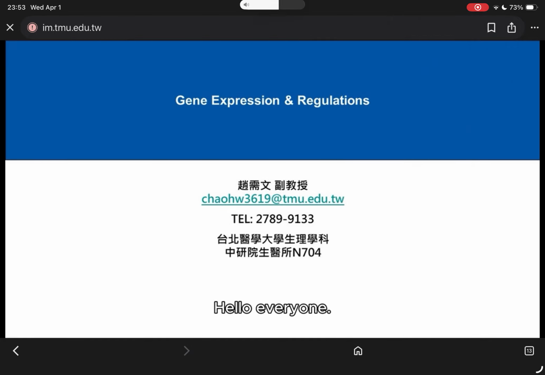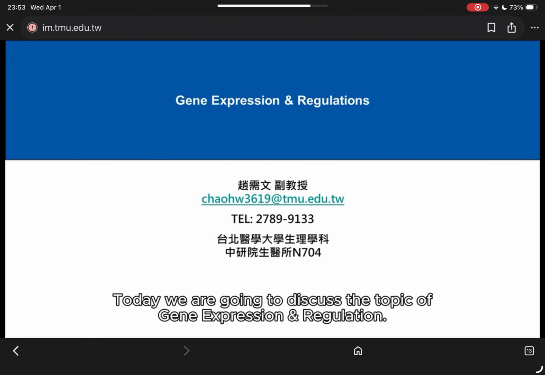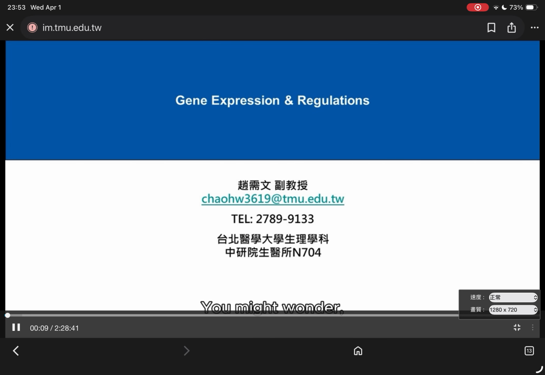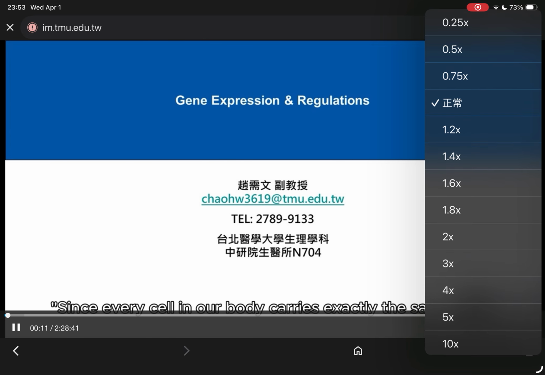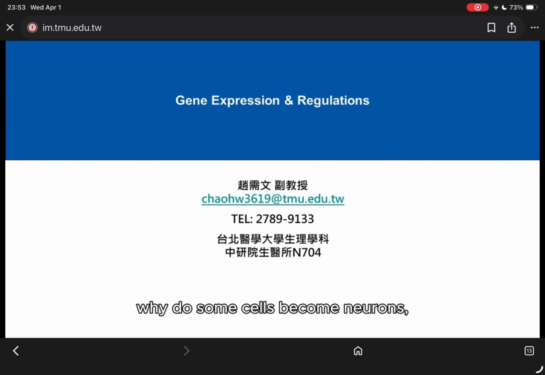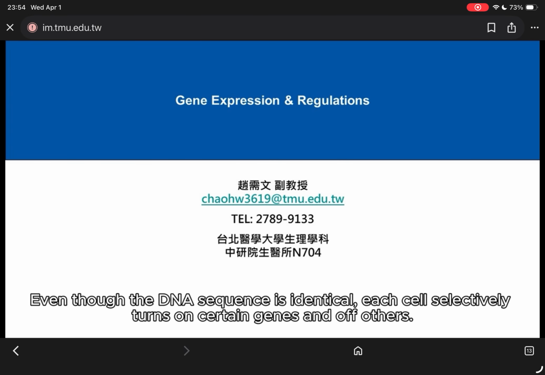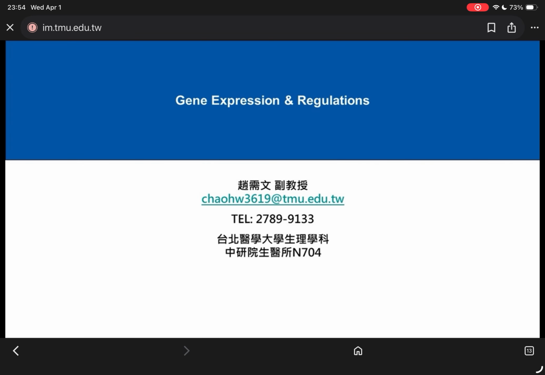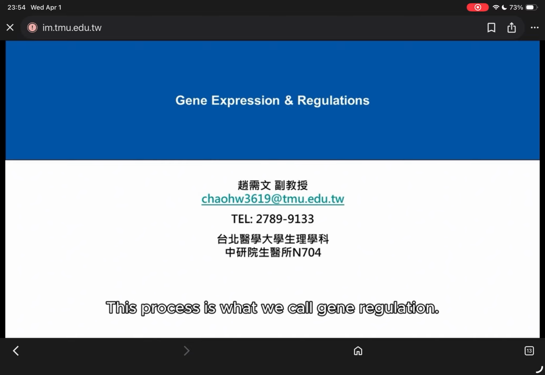Hello, everyone. Today we are going to discuss the topic of gene expression and regulation. You might wonder, since every cell in our body carries exactly the same DNA, why do some cells become neurons, others muscle cells, and still others liver cells? The answer lies in gene regulation. Even though the DNA sequence is identical, each cell selectively turns on certain genes and off others. This process is what we call gene regulation.